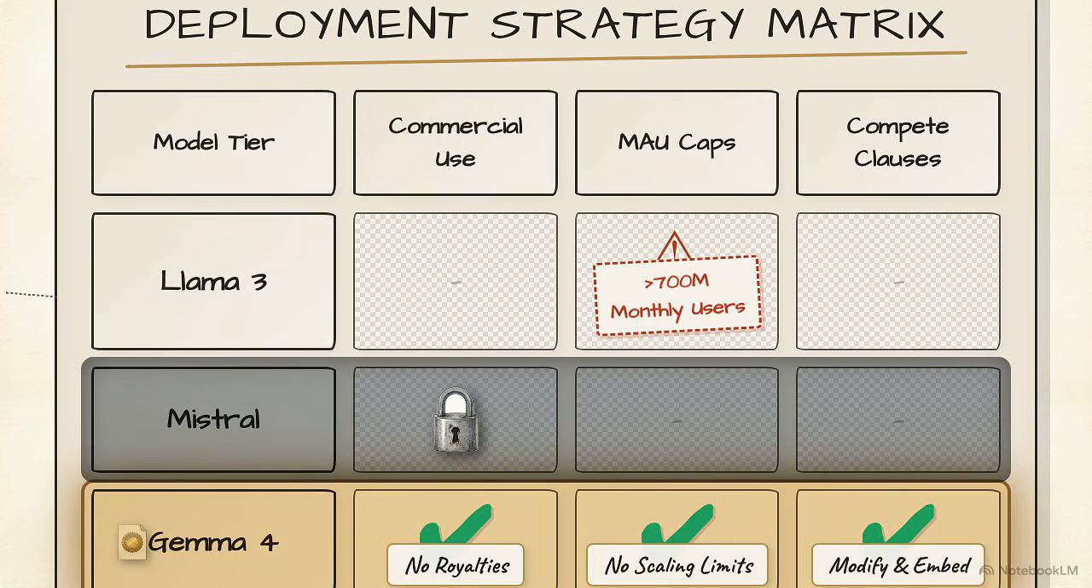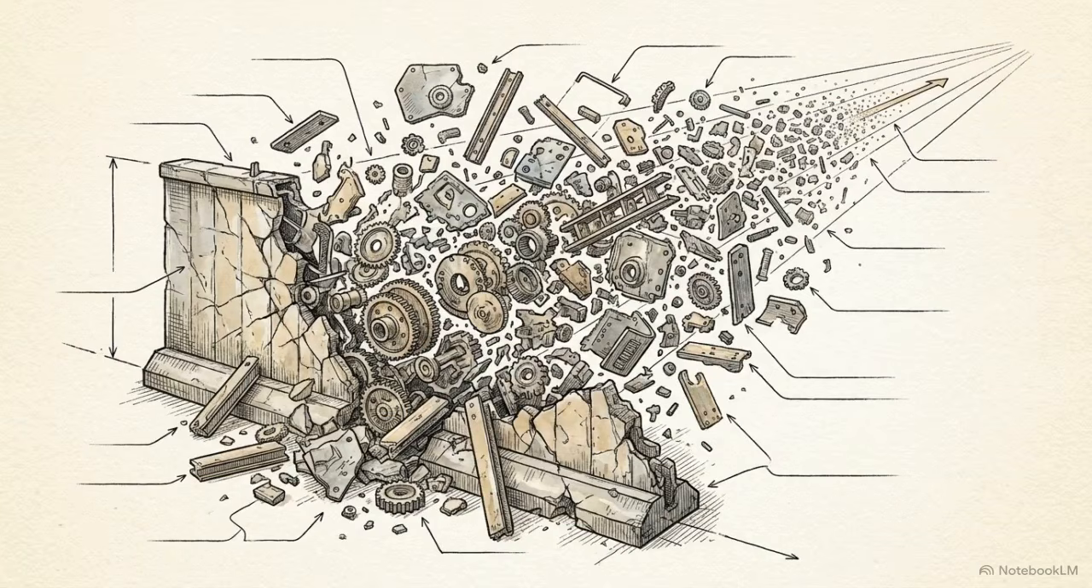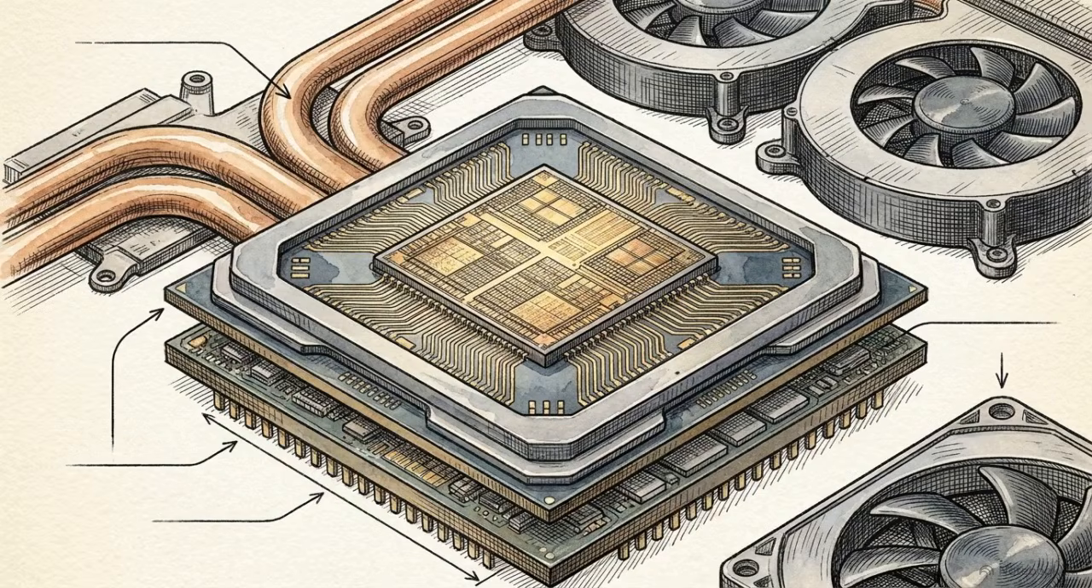You can fine-tune the weights on proprietary data, embed the model directly into a product, and charge your customers for it, without owing royalties or hitting an arbitrary legal ceiling. Google removed the legal roadblocks for AI startups. The friction of deploying enterprise AI is now entirely a matter of hardware physics.